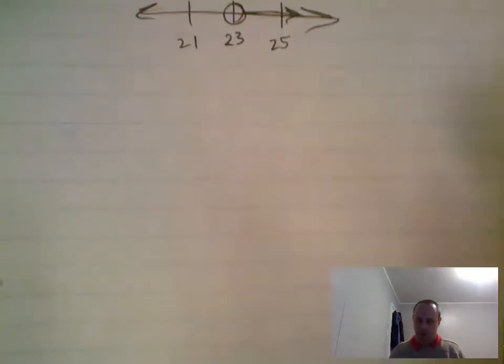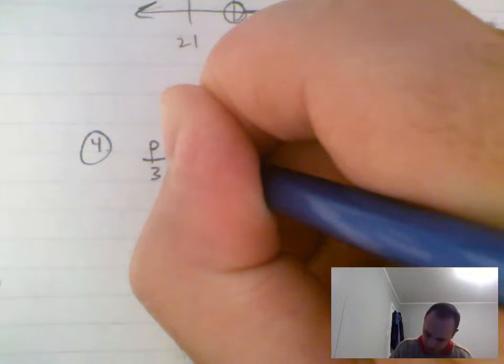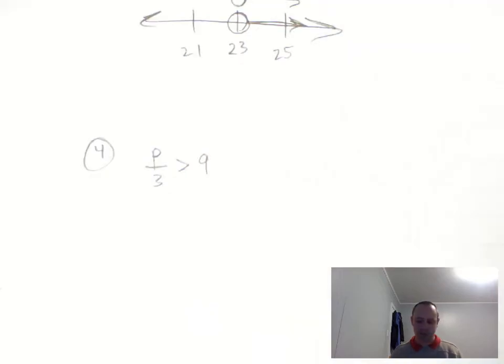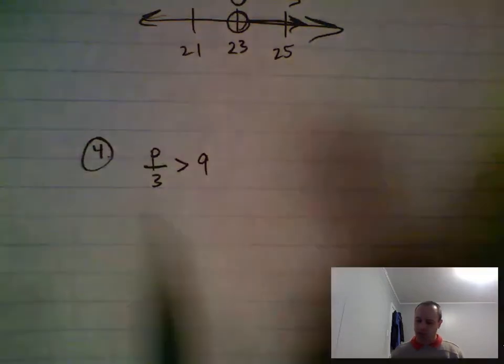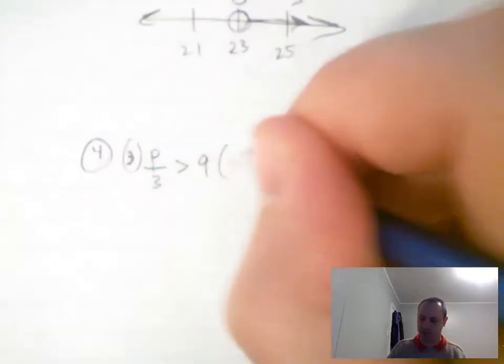All right, number 4. We got p over 3 is greater than 9. That's a number 9, it's not a q, so that could be a little confusing. P over 3 is greater than 9. So what we're going to do here is p divided by 3. Well, the opposite of divided by 3 is times, so if we times this side by 3, we have to times this side by 3.